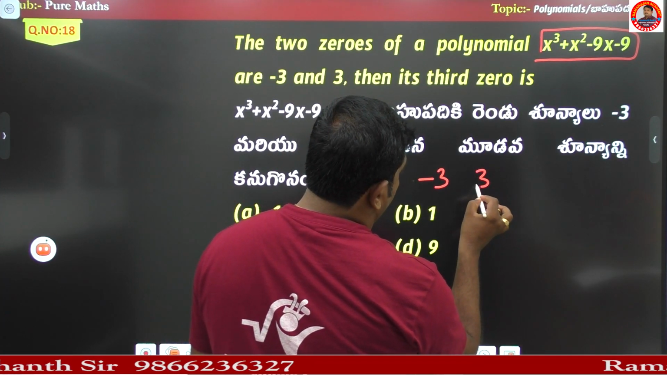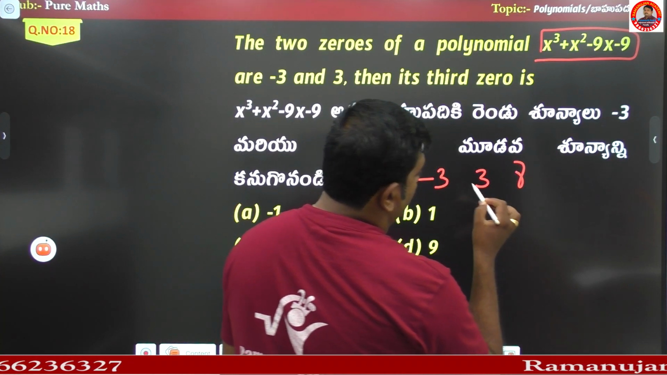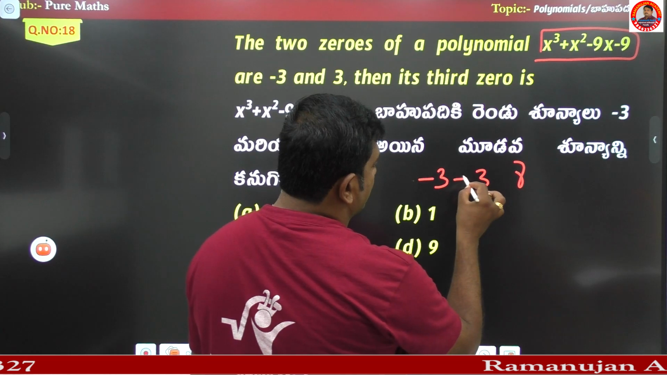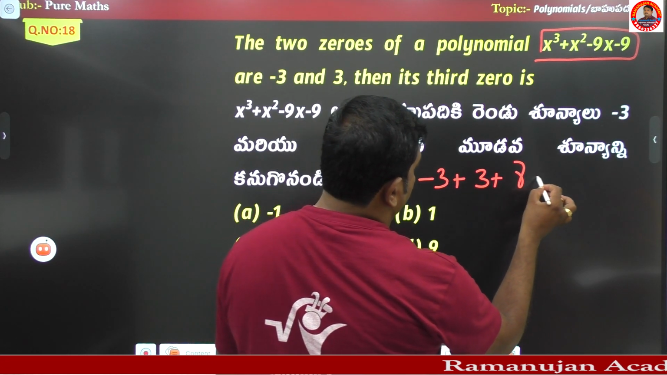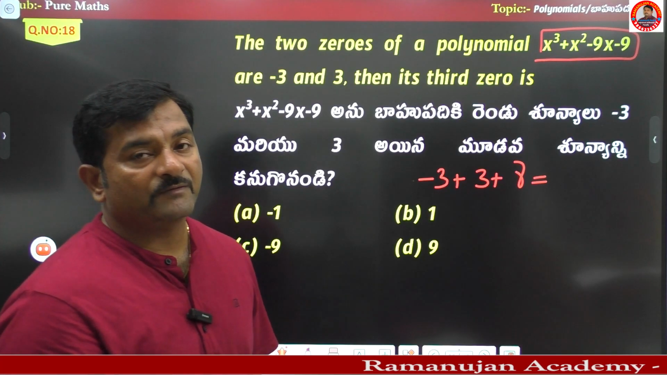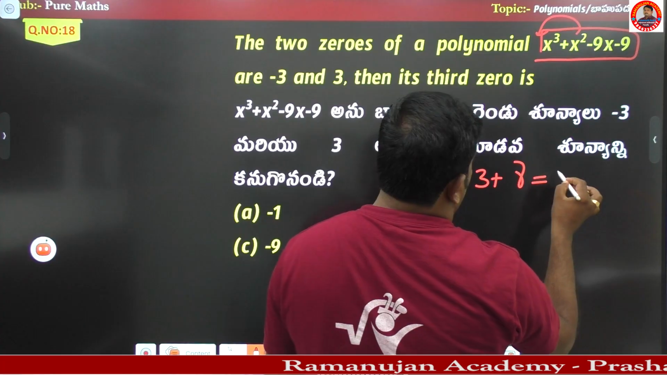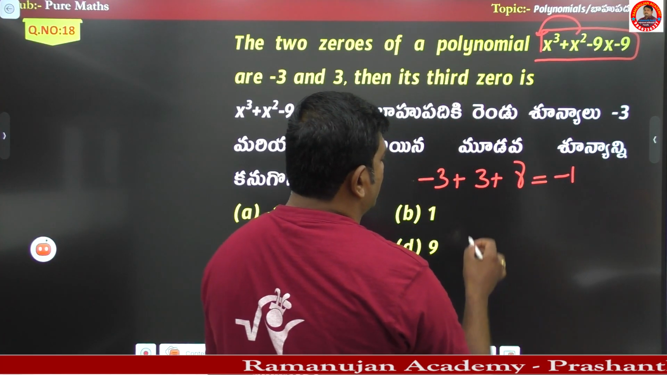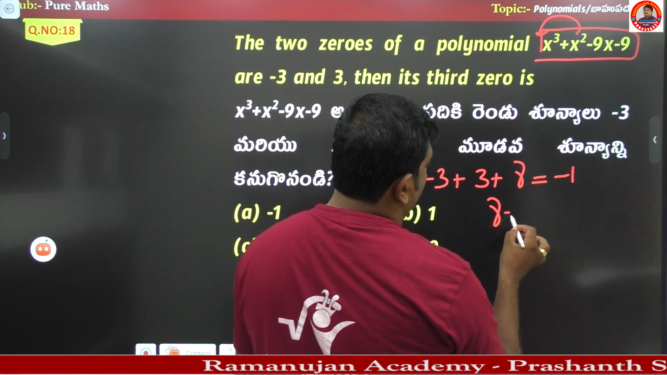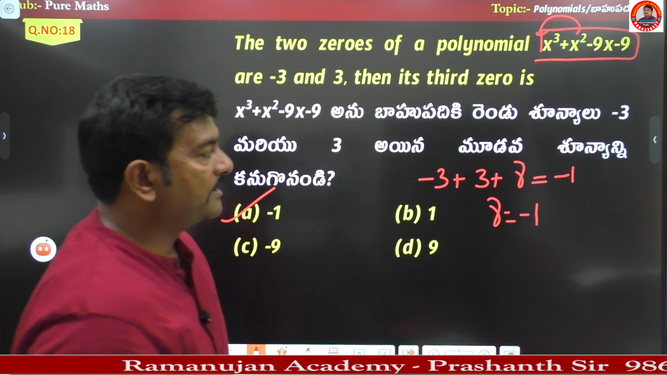Second root is plus 3. Third one, you can take some gamma; alpha, beta, gamma, like that. Sum of the roots, what we are taking? Sum of the roots equal to, the formula is what? Sum of the roots means you take minus b by a. Minus b by a means minus 1 by 1. Plus 3 minus 3 cancelled, therefore gamma is equal to what you are getting? Minus 1. The other root we are getting is minus 1.